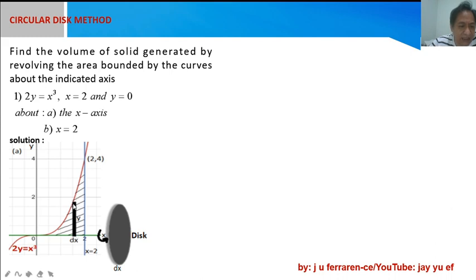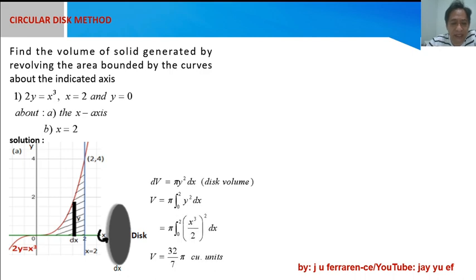The height of which is a variable height. This is actually a height of y because this is resting right on the x-axis. How about the thickness? The thickness of which is dx. Now, what is the volume of the disk when this is circular? The volume of the disk is denoted dV, so that is equal to pi y squared dx. Okay? So when we integrate, we can have the total volume V.